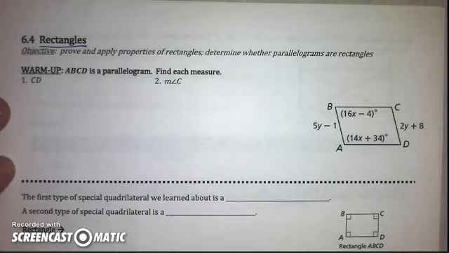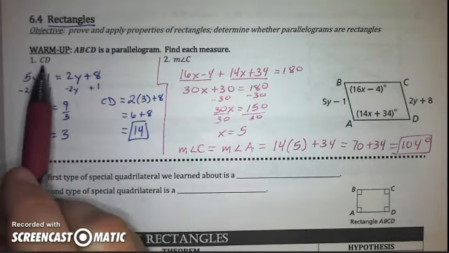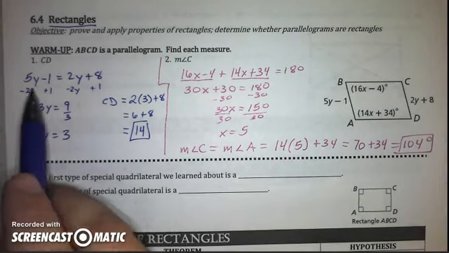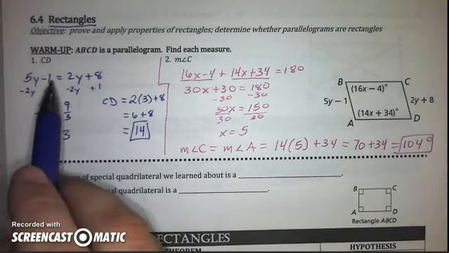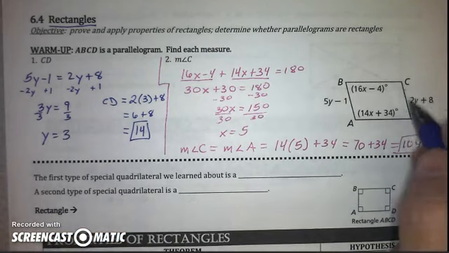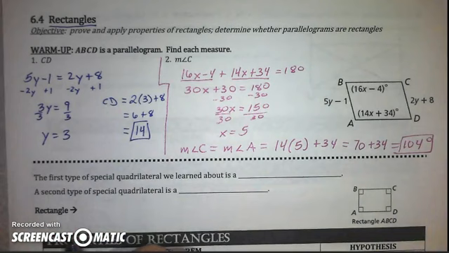Okay, if you need more time, pause the video. Otherwise, this is what you should get. Because we have a parallelogram ABCD, opposite sides are congruent. That means 5y equals 2y plus 8. When you solve for y, you get 3. And to find CD, we plug that back into this expression for CD, and we get 14.